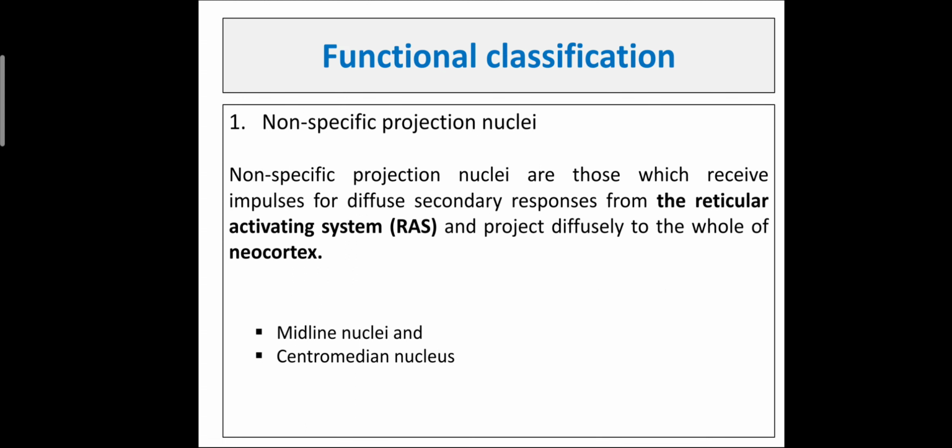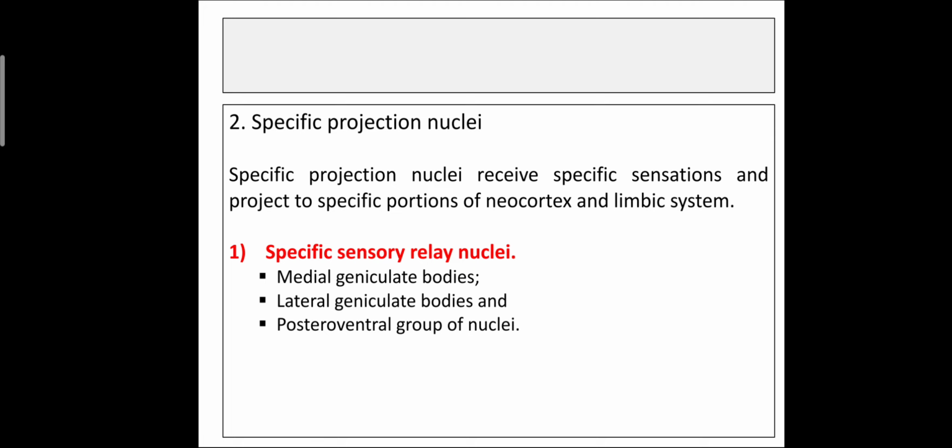After anatomical classification, functional classification. First, non-specific projection nuclei are those which receive the impulse for diffuse secondary response from the reticular activating system and project diffusely to the whole of the neocortex: the midline nuclei and centromedial nucleus. Specific projection nuclei receive the specific sensation and project to the specific portion of the neocortex and limbic system.